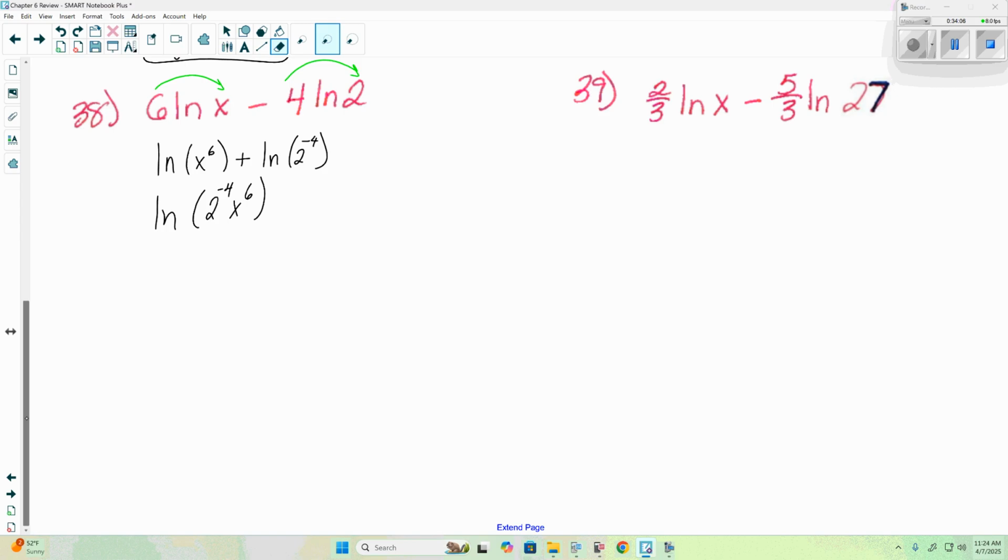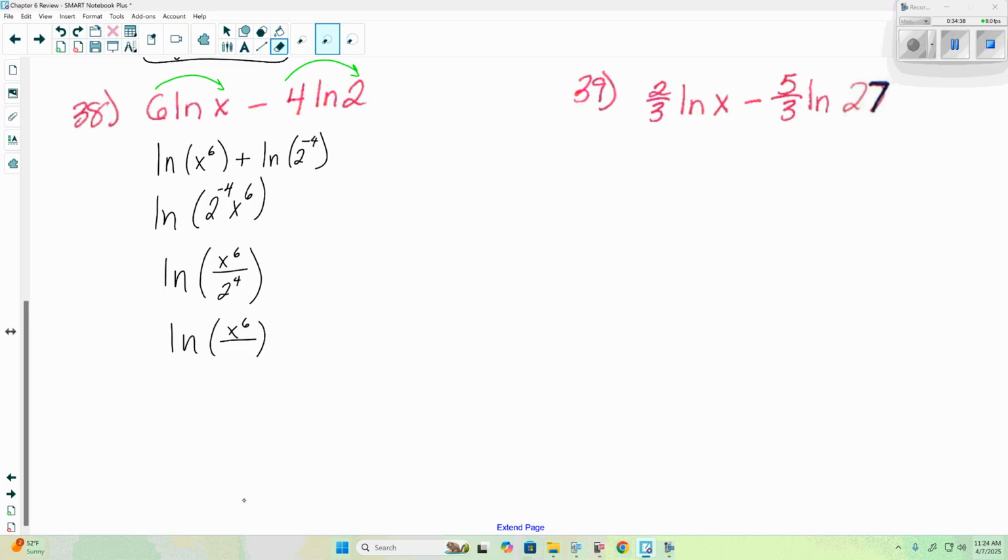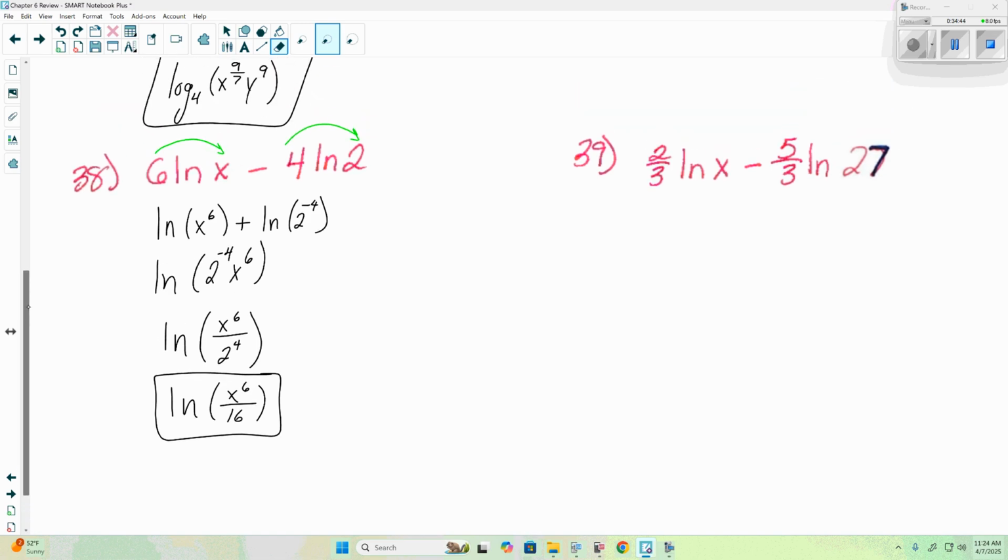Do we have a negative exponent? Yeah, so we have to take that number with the negative exponent and move it from the top to the bottom, telling us that we have ln of x to the 6 over 2 to the 4th. If we have a number to a power, you're going to need to simplify it. So the top is going to stay x to the 6. Now 2 to the 4th, I believe, is 16. And that's it.